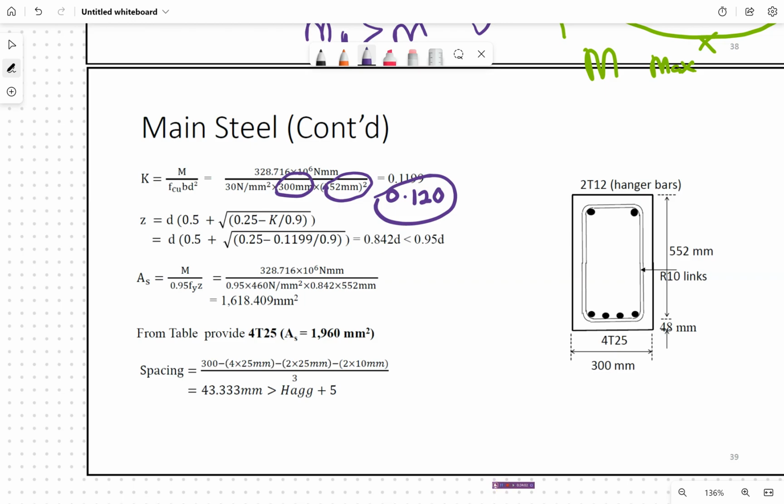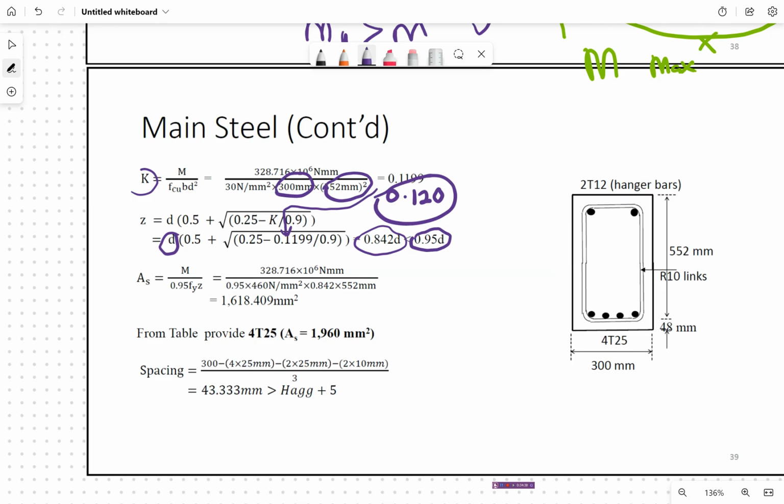Okay, here you calculate the value of z. z here means lever arm. Just put in the formula and substitute the value of K you have calculated inside this formula. You will get 0.842d. Because there is a multiplication by d, leave it there; no need to replace it with the value of d yet. The d here you want to compare with this 0.95d. Why compare? This is according to BS.